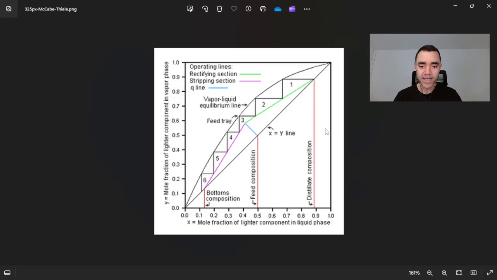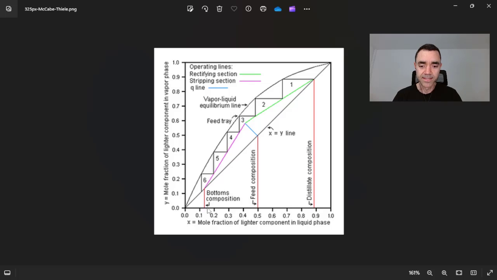Here we have the composition of the fluid that is feeding the column. We have a blue line here that represents the operating line, and the angle for this line depends on whether the feed is saturated liquid, saturated vapor, two-phase flow, superheated or subcooled.